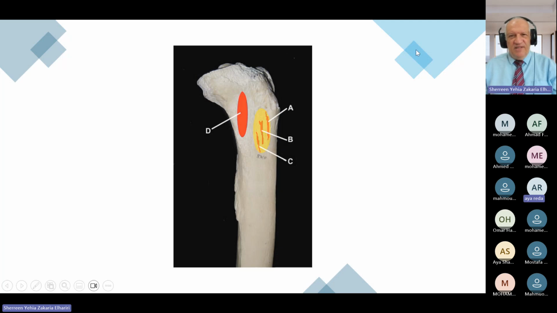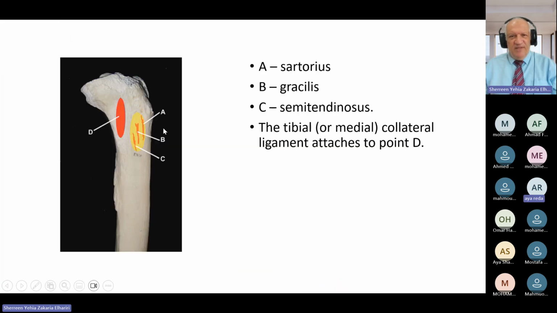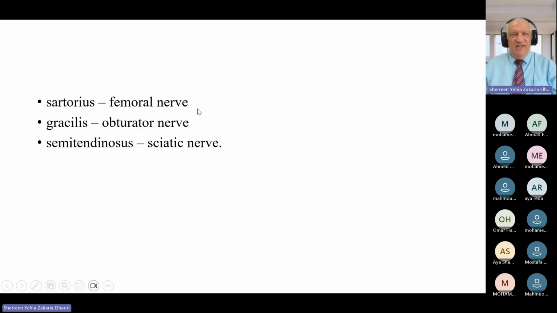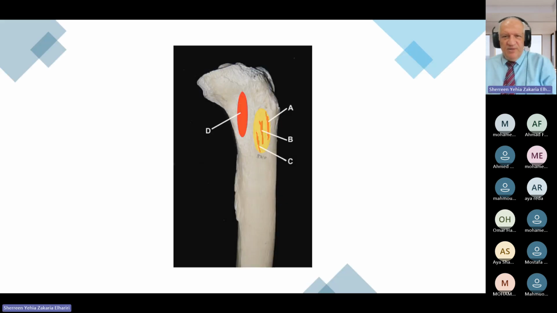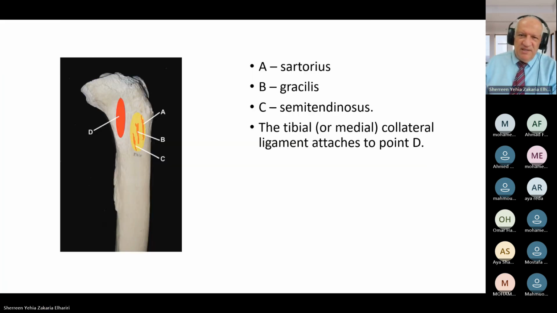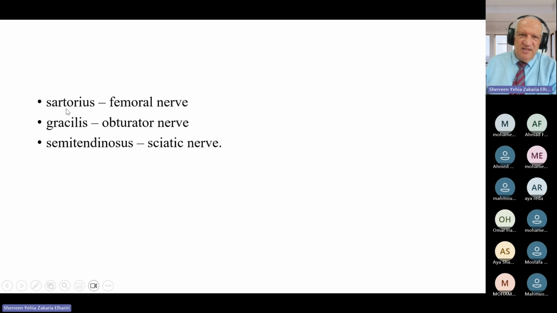SGS. So we have three muscles: sartorius, gracilis, semitendinosus. Why do you ask this? Because each muscle has a different nerve supply. It is like the styloid process. Sartorius by femoral, gracilis by obturator, semitendinosus by sciatic. So again, SGS: sartorius, gracilis, semitendinosus. Three muscles, and the three muscles have different nerve supply: femoral, obturator, sciatic.